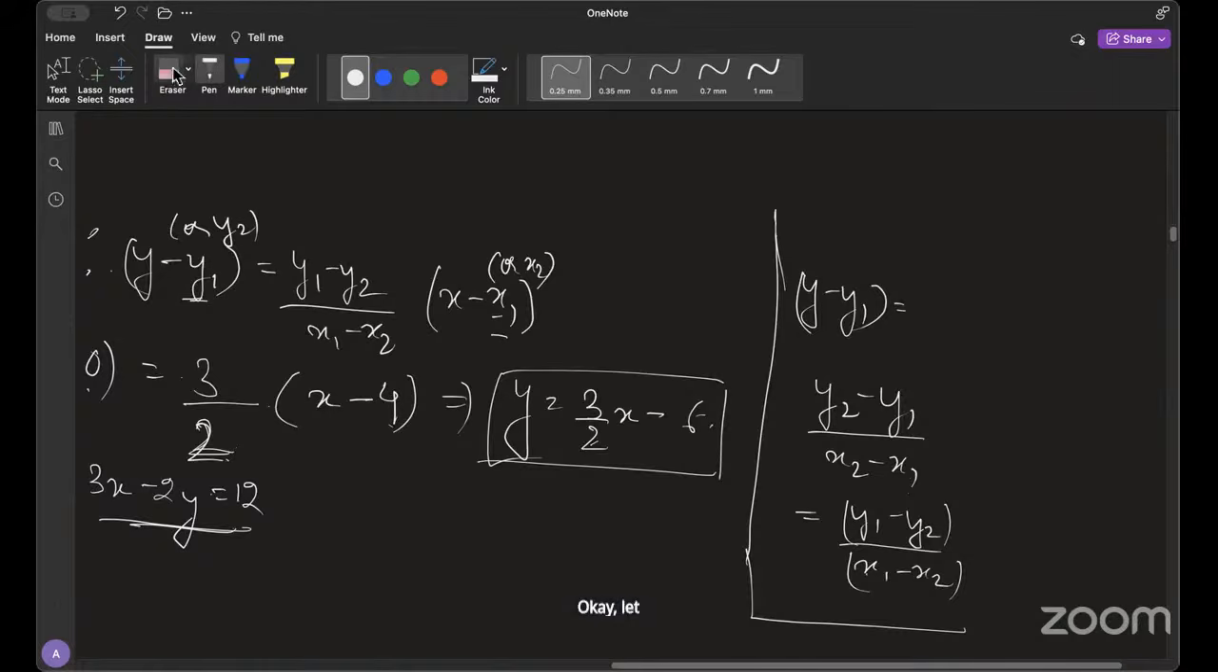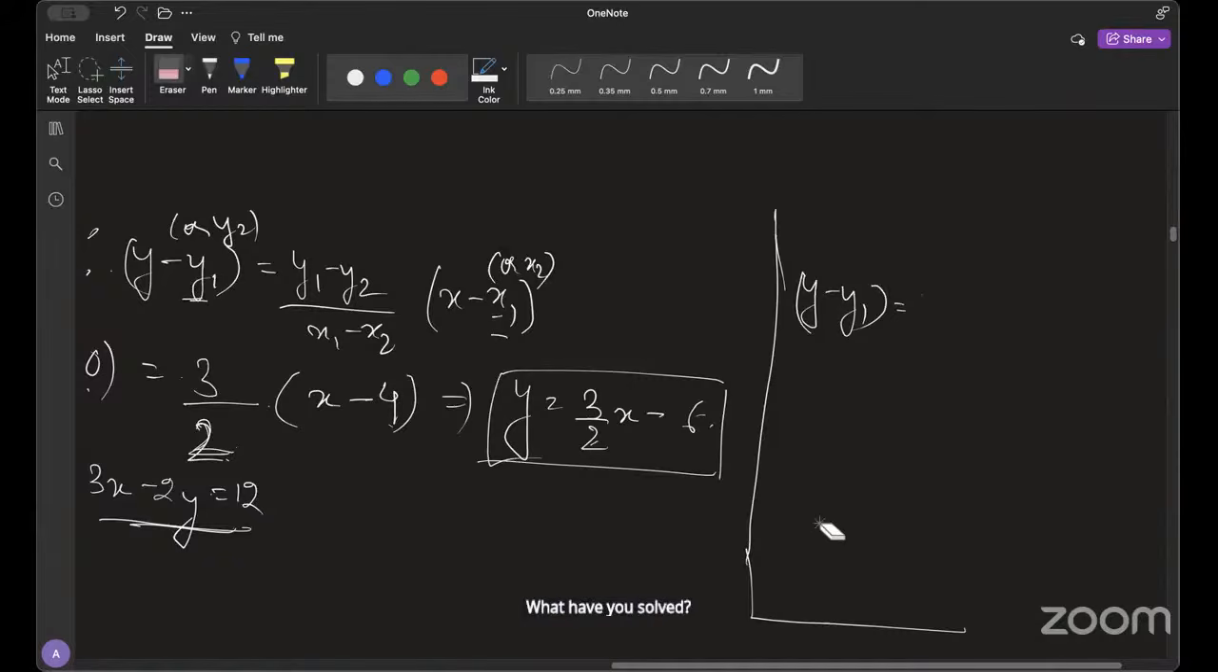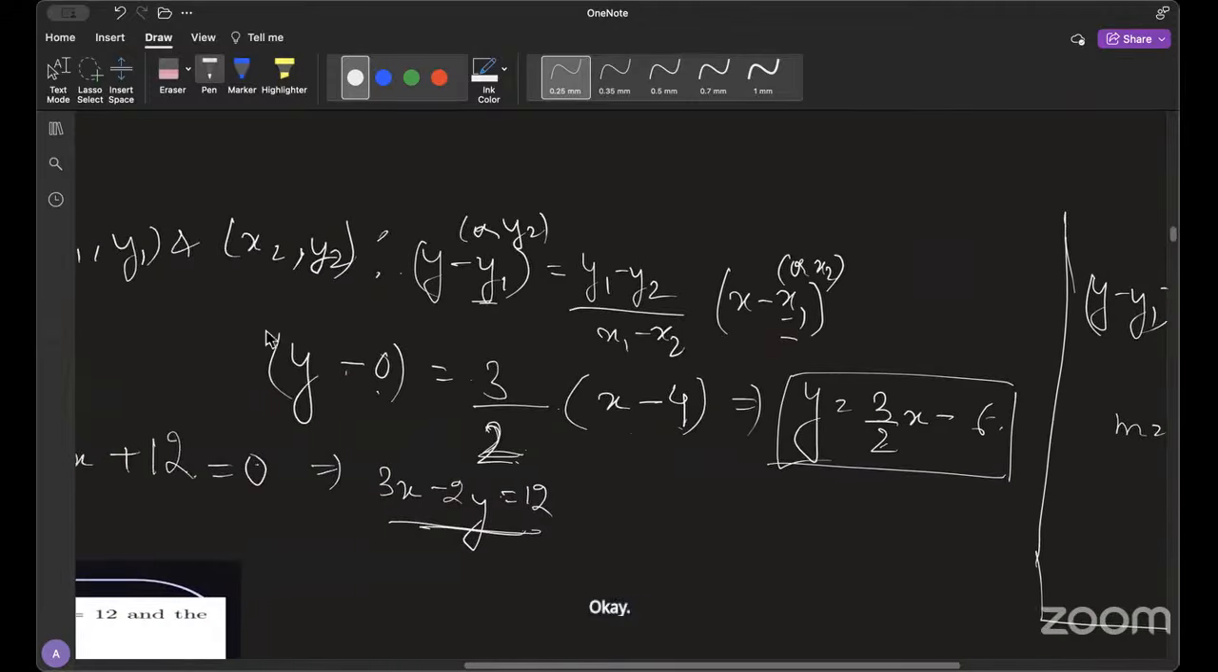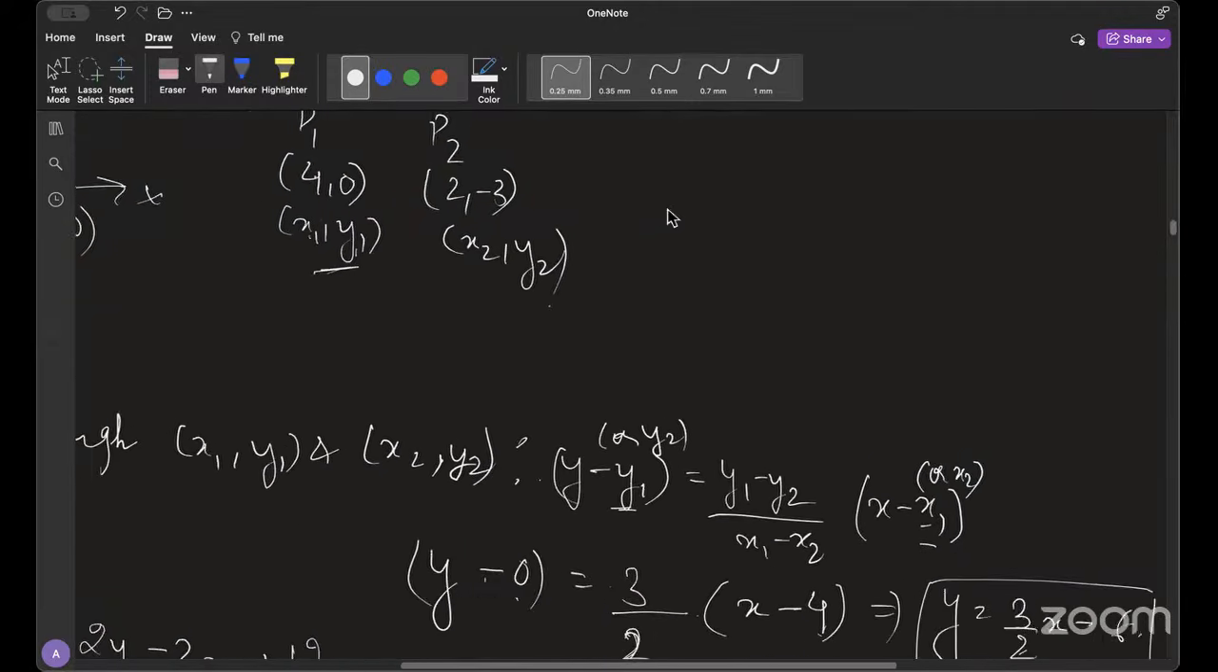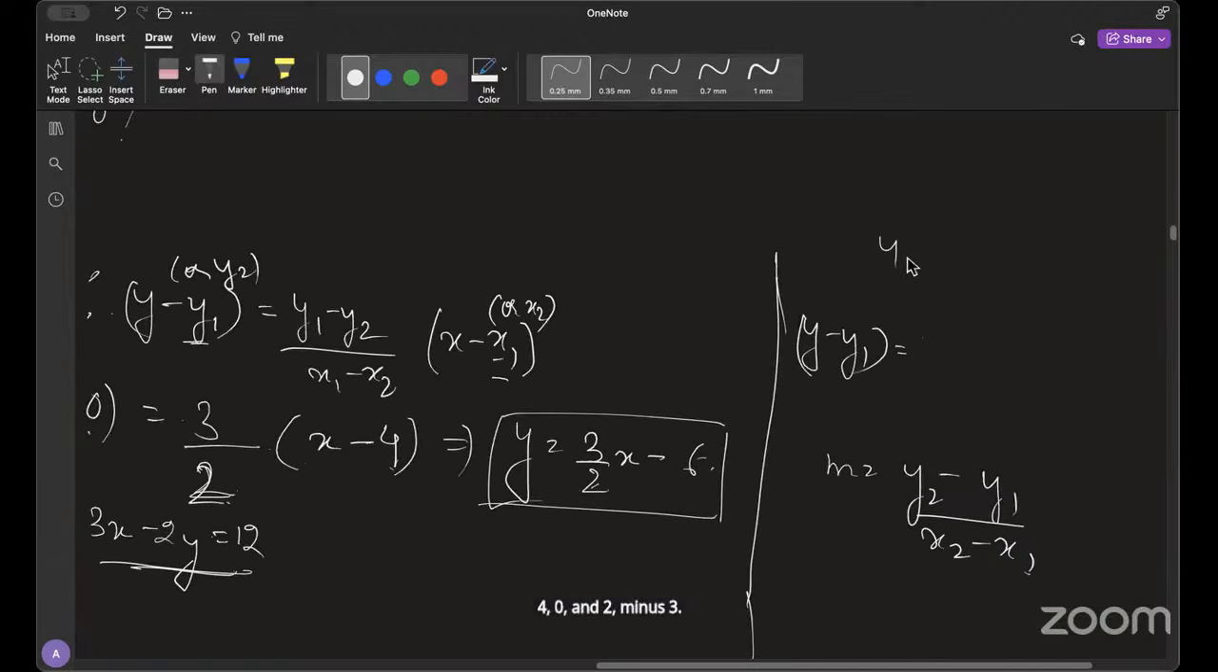Okay, let's do it your way. What have you solved? First, you solved m, right? And you use this form (y2 minus y1) by (x2 minus x1). And the points are (4, 0) and (2, minus 3). This is x1, y1, and this is x2, y2, right?